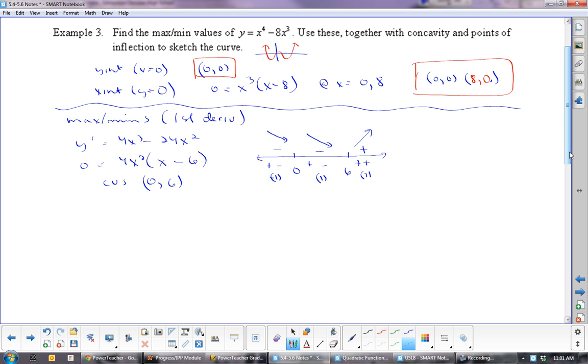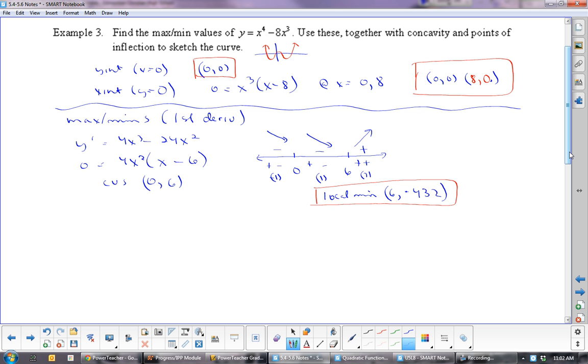Okay, so I would have a local min at 6 comma, remember to put it into the original, and you get negative 432. That is the minimum. Okay, and then put a box around it. Maybe if you have a highlighter or something, highlight all the stuff you know you're going to be graphing later.